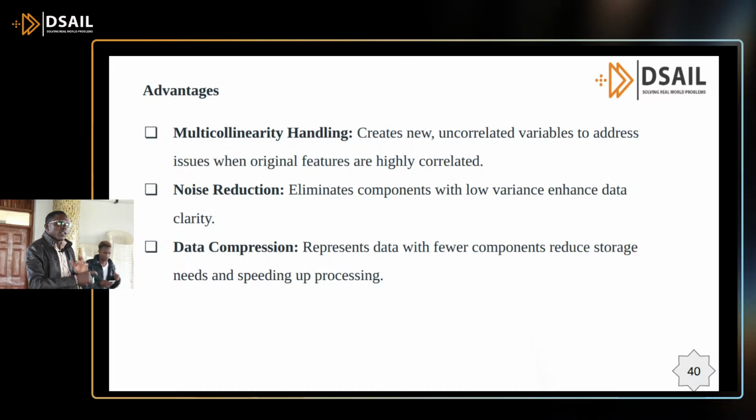Data compression: so many features, 1 million features or 2,000 features, you end up having something like 30. So it's able to compress your data, but ensuring that at least most of the information within your data is kept.